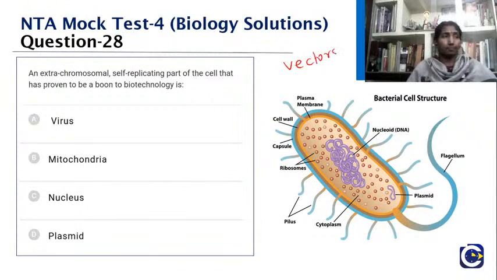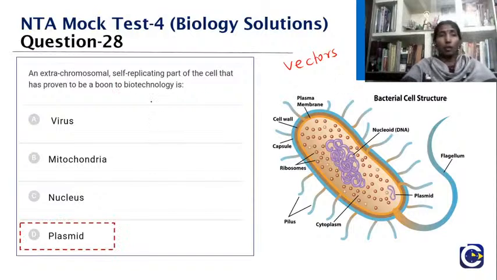These plasmids are used as vectors. Researchers can insert a particular DNA fragment or gene into a plasmid vector, which we call a recombinant plasmid. That plasmid is then introduced into the bacterium by a process called transformation, and the bacteria divide and produce a large number of copies of the DNA fragment. So the real boon to our biotechnology is the plasmid.